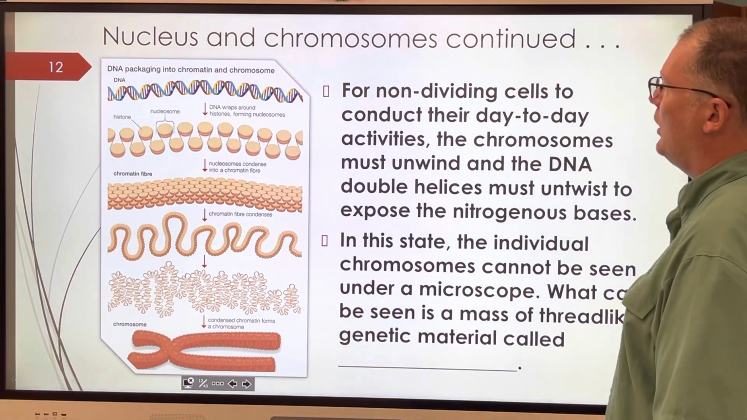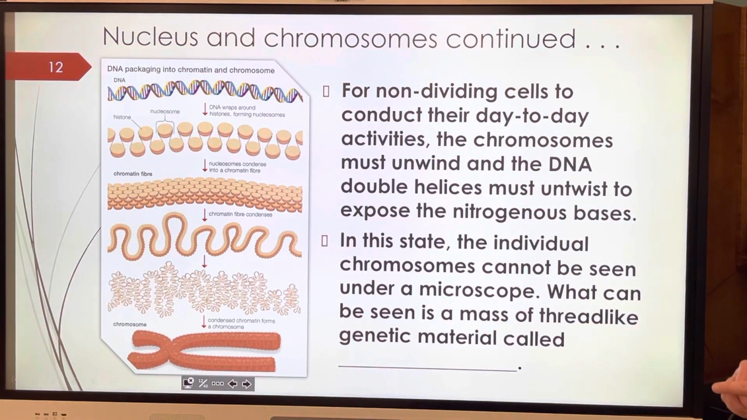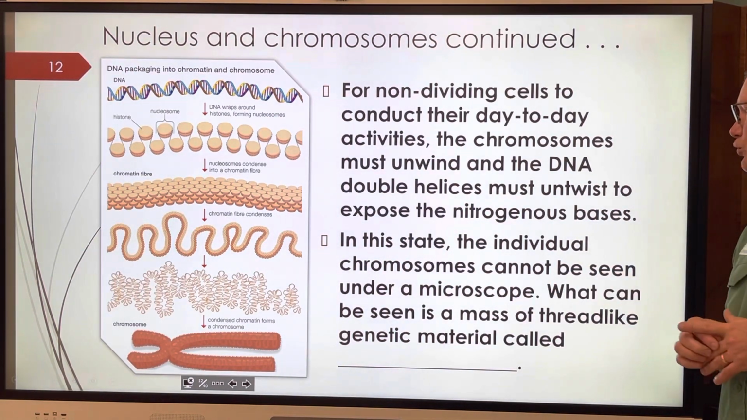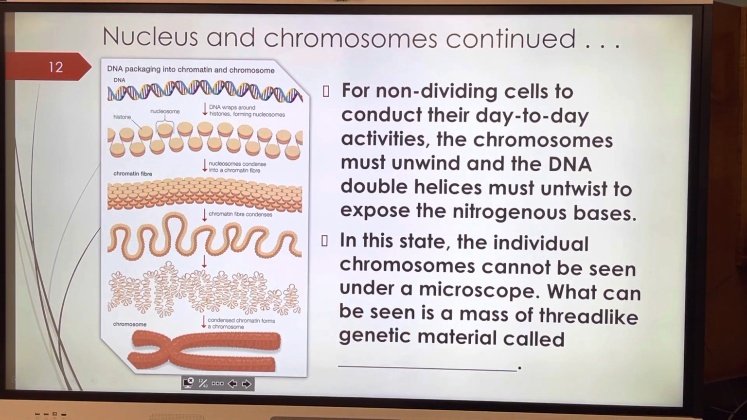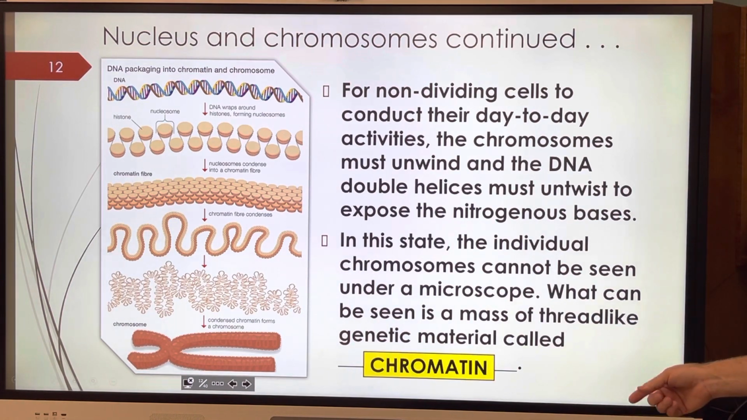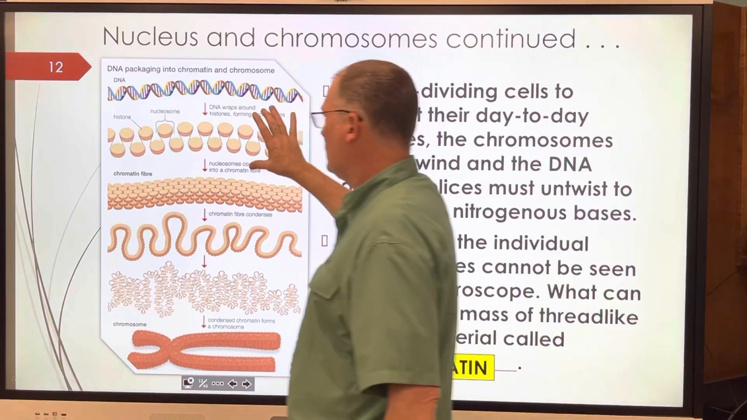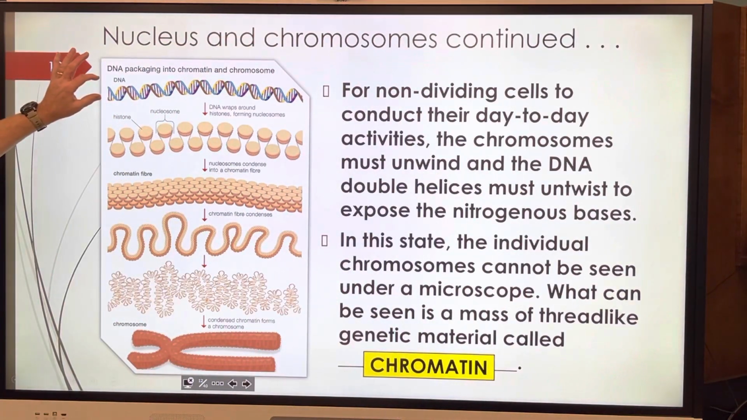Okay, we're on slide 12, the nucleus and the chromosomes continued. So for non-dividing cells to conduct their day-to-day activities, the chromosomes have to unwind the DNA, okay? They have to unwind it. In this state, the individual chromosomes cannot be seen under a microscope, and that's what I was talking about before, like a big bowl of spaghetti. That's called chromatin.